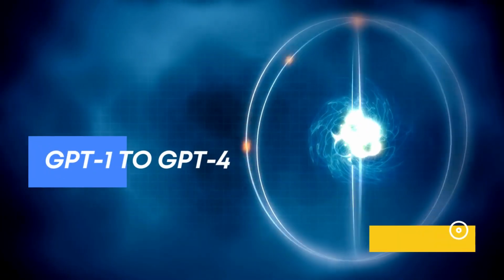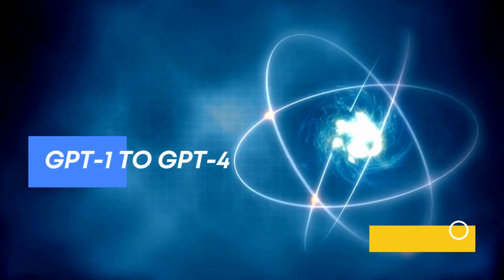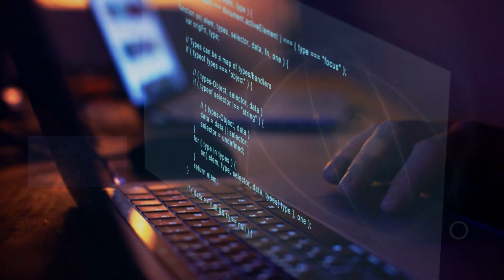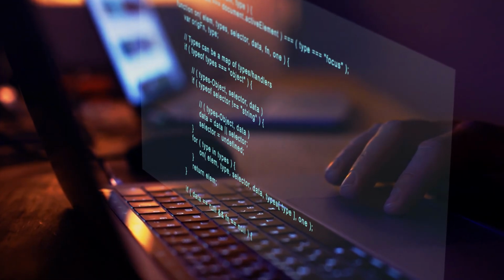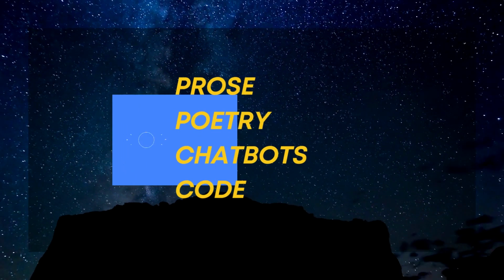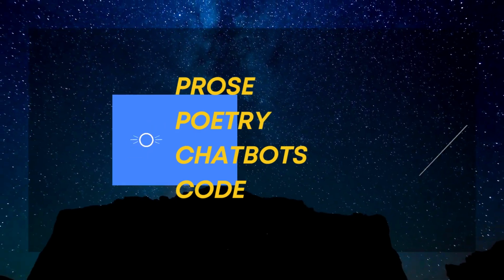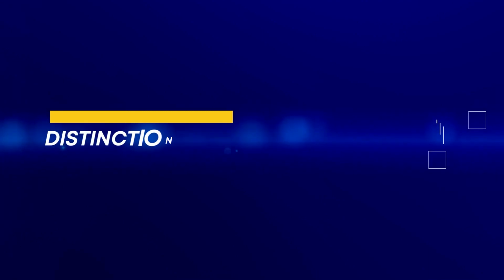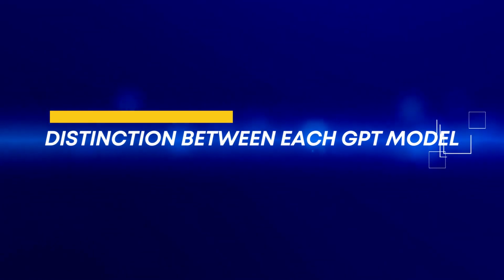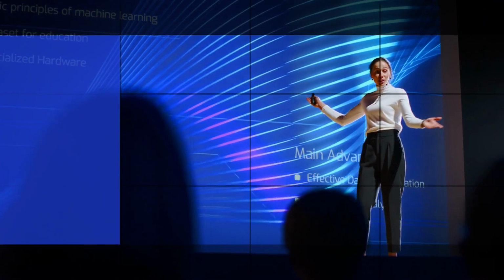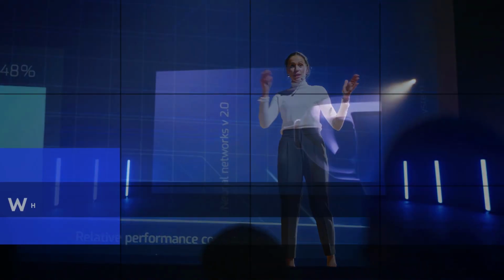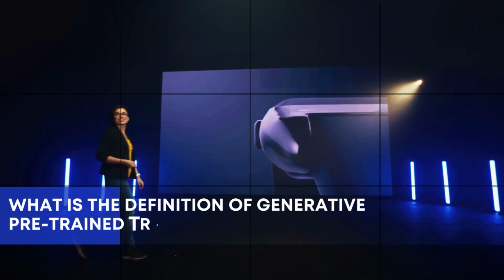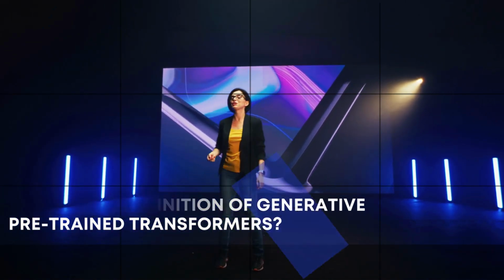These models, from GPT-1 through GPT-4, have been at the vanguard of AI-generated material, from prose and poetry to chatbots and even code. But what is the distinction between each GPT model, and what impact do they have on the field of NLP? What is the definition of generative pre-trained transformers?